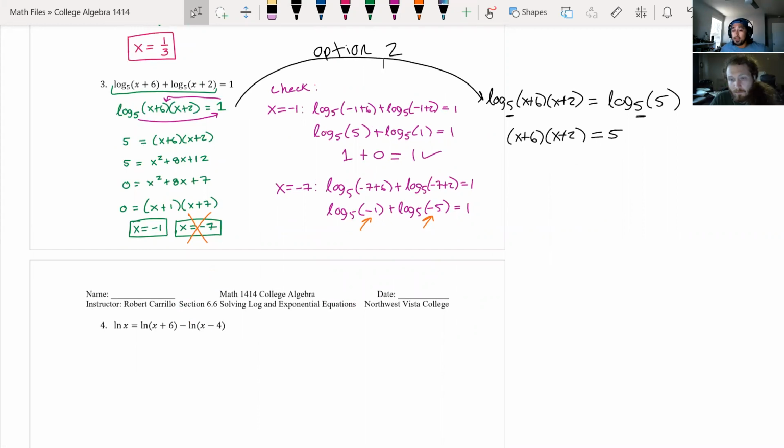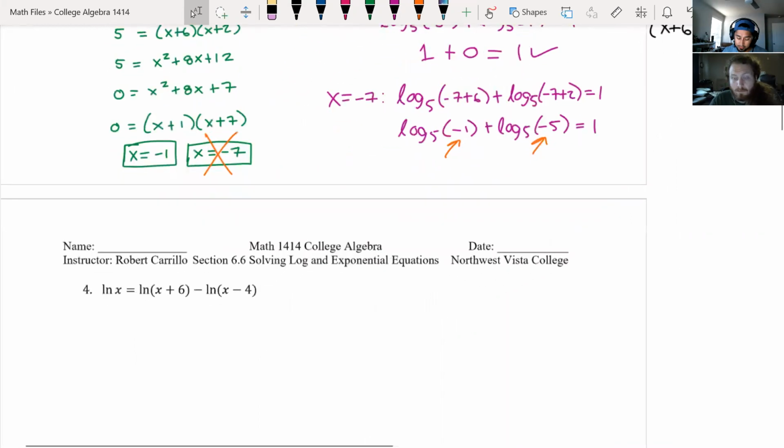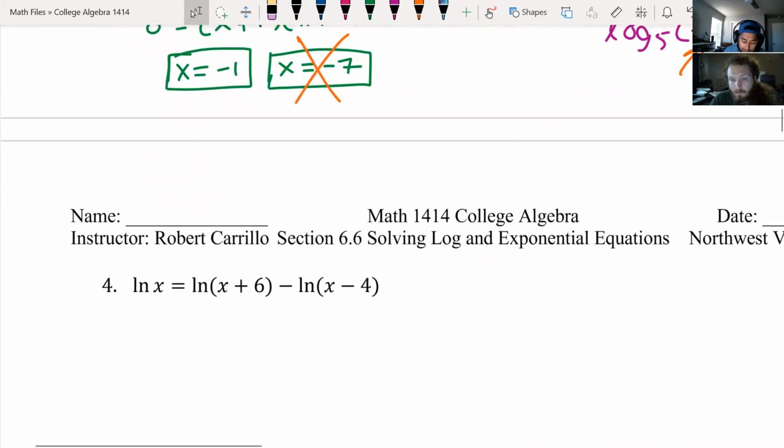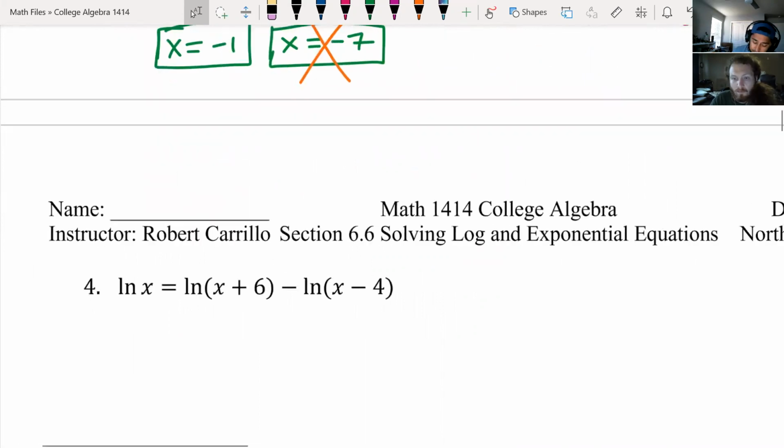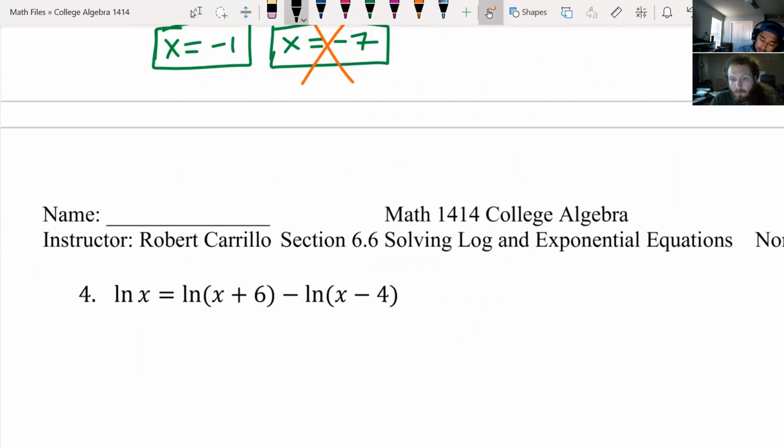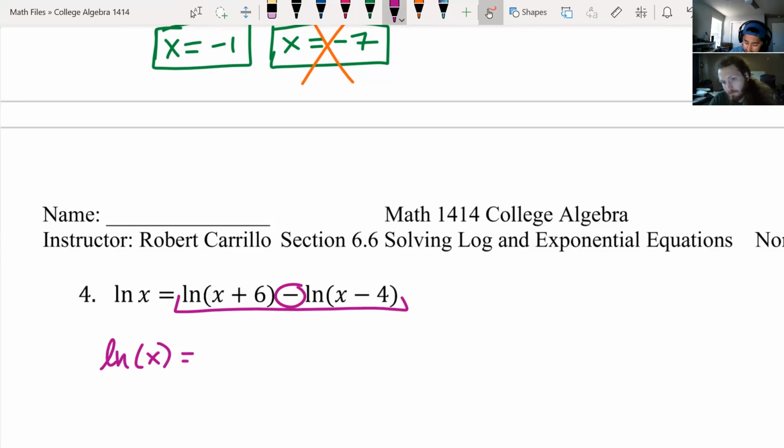All right. Number 4. Same exact thing. 4 is the natural log of x equals the natural log of x plus 6 minus the natural log of x minus 4. Okay, so again, we want to solve for x. But before we do so, we want to combine these as one single logarithm. So the left side will stay the same, but now the right side, we see that they're connected by subtraction. So this means that they're going to be rewritten as a quotient.